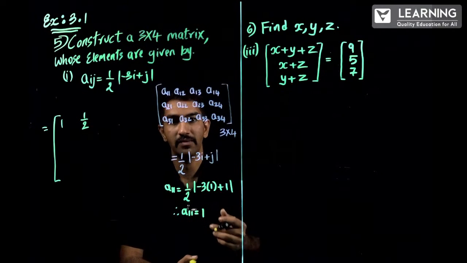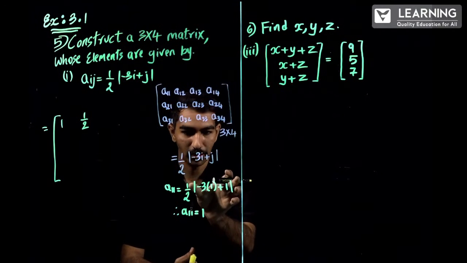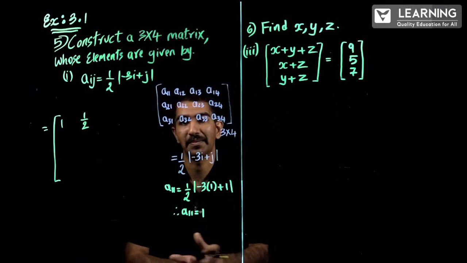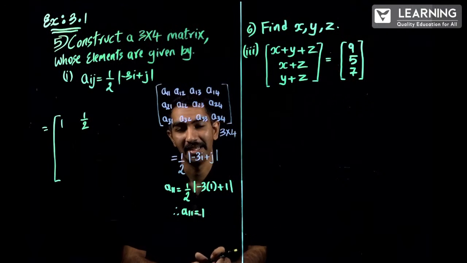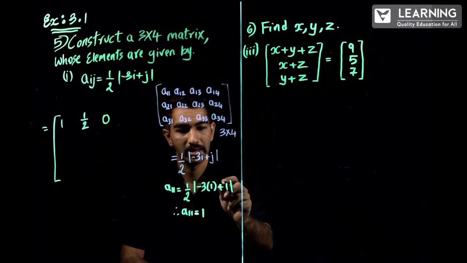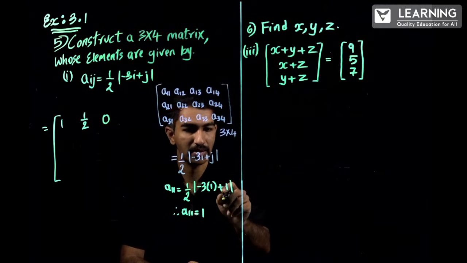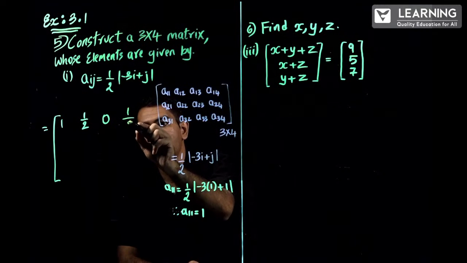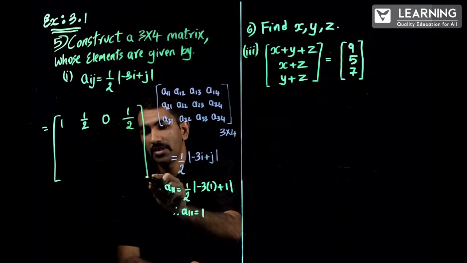Okay, if you are not very confident with mental calculations, then you can write like this. So this will take some time. So just try to save some time by doing mental calculations. Alright. But be careful. Minus 3 into 1 plus 4. So that will become plus 1. Mod of plus 1 is plus 1 only. So that will again be 1 by 2. So the first row is finished.